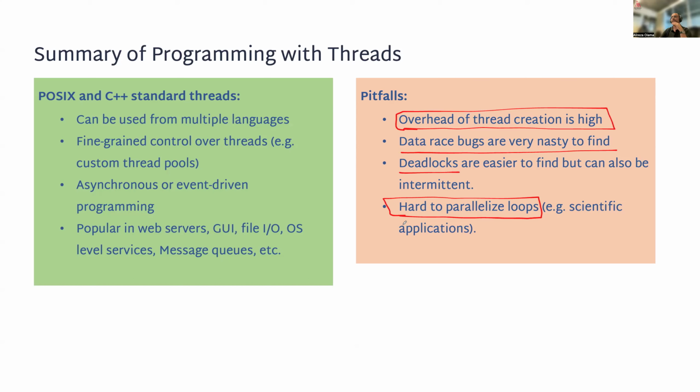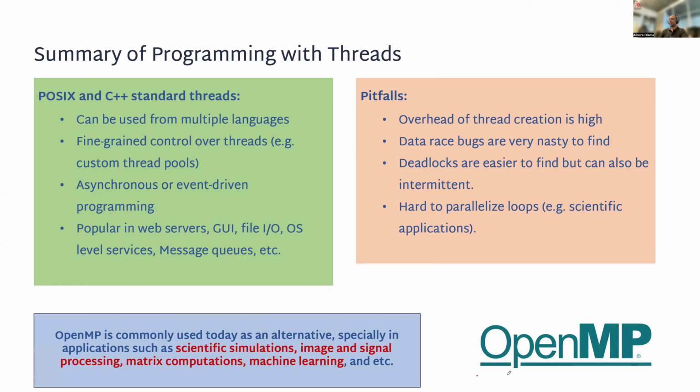So we want a library, at least for the purpose of this class, to enable us to perform heavy computations, but without these limitations. So we don't really want to be worried too much about these limitations. And that library is available, and its name is OpenMP. OpenMP is a widely used library for performing scientific simulations in parallel, image and signal processing, matrix computations, machine learning, and similar problems.